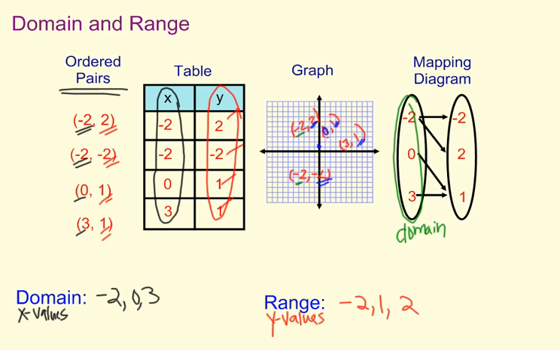And then in the mapping diagram, the range is going to be this right set of numbers. Those are the output values. And we see our -2, 2, and 1. So 4 different ways to represent a relation, and we can get the domain and range from each of these representations.